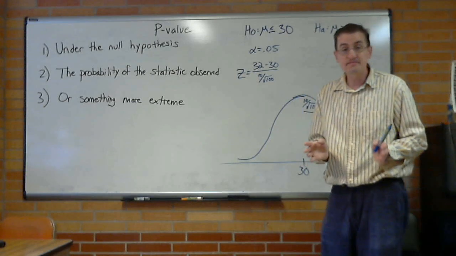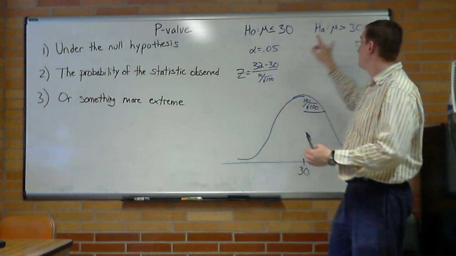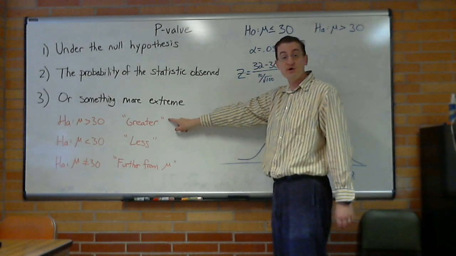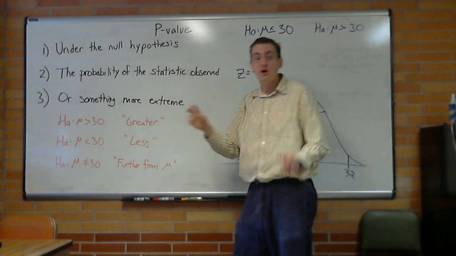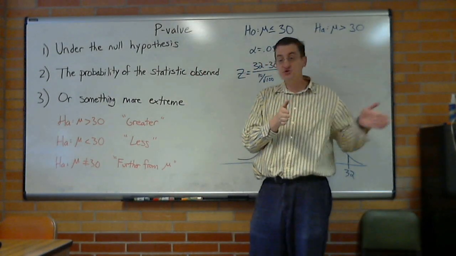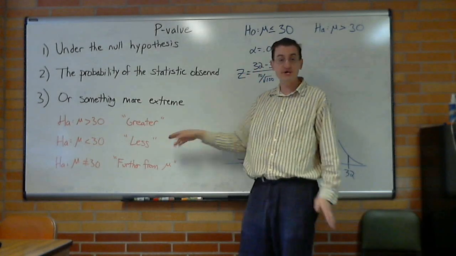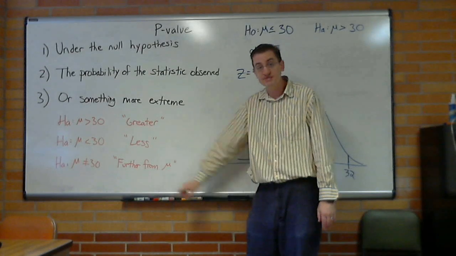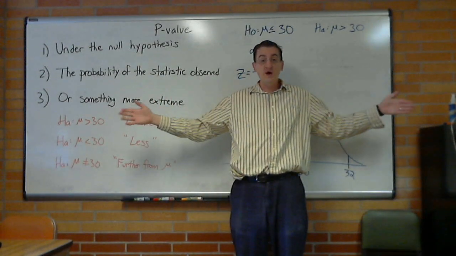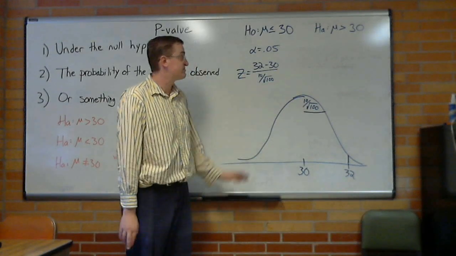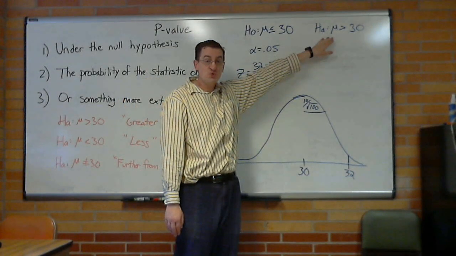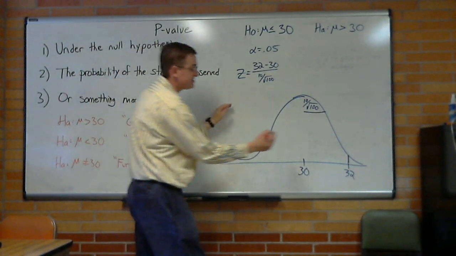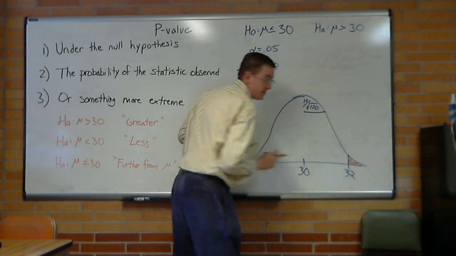Now, what more extreme means depends on this alternative. So over here, if our alternative says greater, then more extreme means what's the probability of that and greater. The less than means you would want the area that is the statistic or less. The hard part is when it's not equals, because that means you want the statistic or further away from me. So in our example, the way we have it right now, our alternative says greater than 30. So our p-value is going to be, what's the probability of 32 or more?